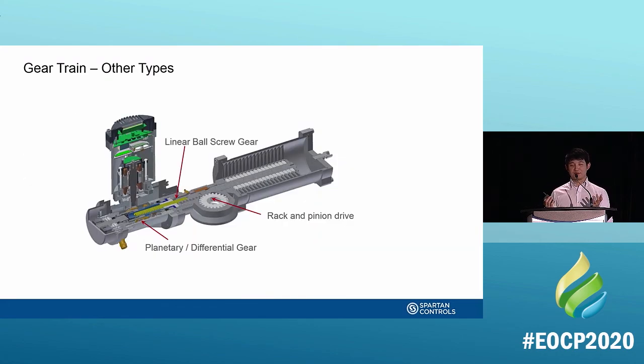There are some other types of gear trains. There's rack and pinion, like we talked about before. There's linear ball and screw. And there's planetary gears. This is one of our more advanced actuators, which actually incorporates all three of those mechanical gearing types in order to give you a spring open and spring close, which we'll talk a little bit about later.